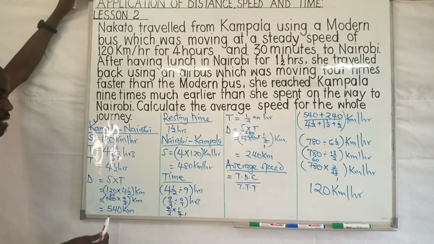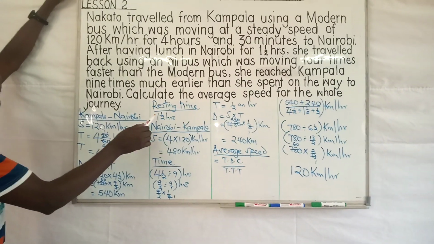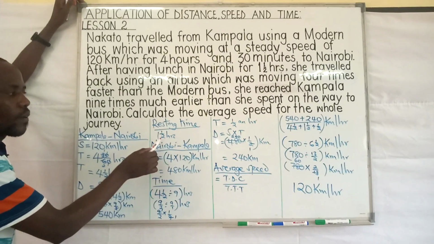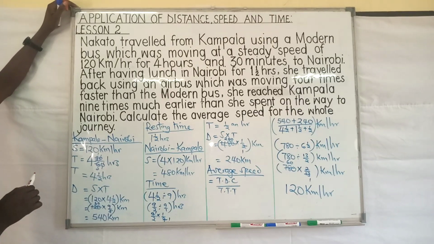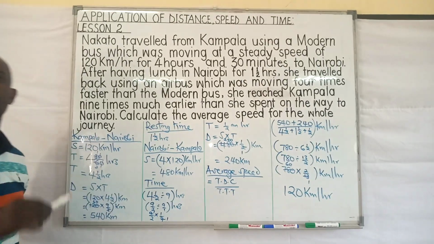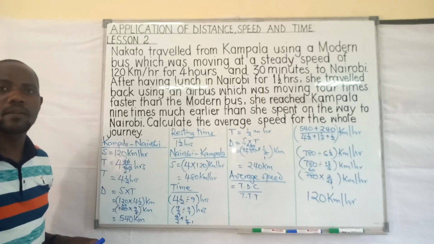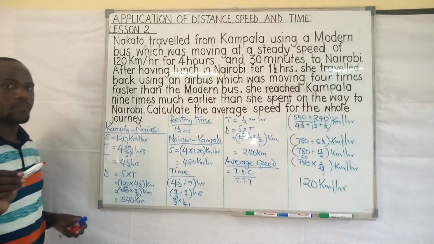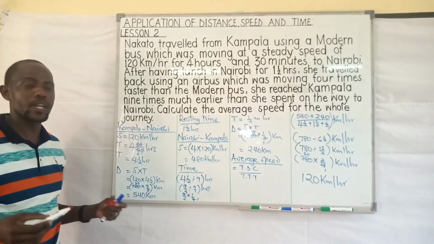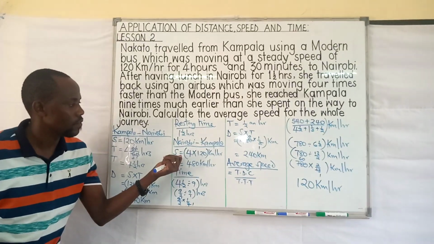After getting the distance from Kampala to Nairobi on road transport, they told us Nakato had lunch in Nairobi for 1.5 hours, which was the resting time. Then after that, she came back to Kampala, meaning it was a to and fro journey, but using different means of transport. As we focus on the question here, on what we did, just as a recap, we got the speed of the Airbus from Nairobi to Kampala.